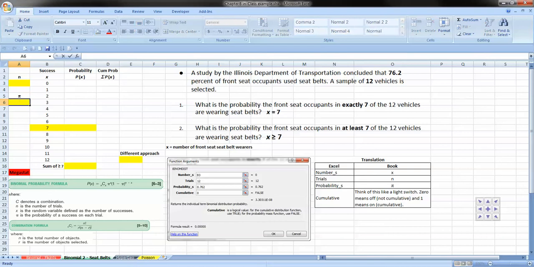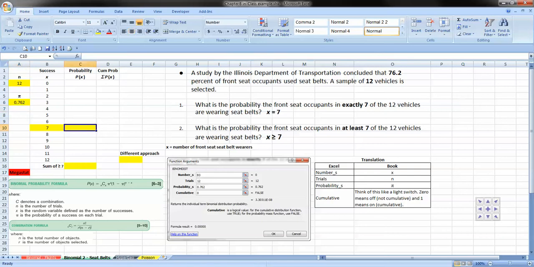We know that we have 12 trials, so our n, which is the number of trials, is 12, and our pi is the probability of success on each trial, and that's 76.2%, so that's 0.762. Now with those two items, we have enough information to start filling out our binomial distribution formula.